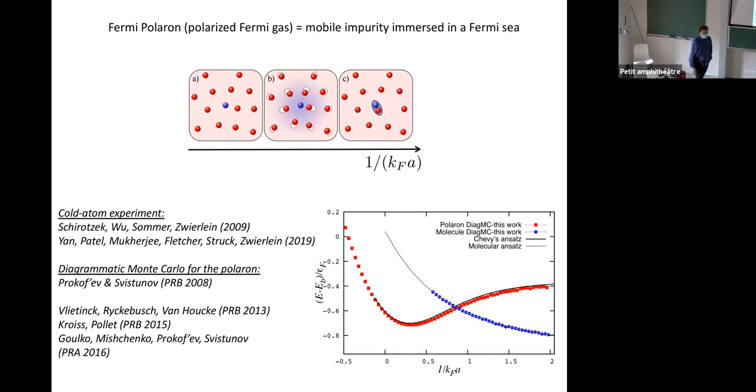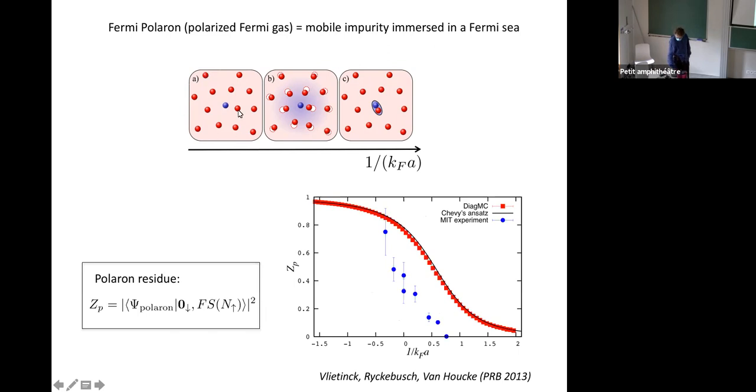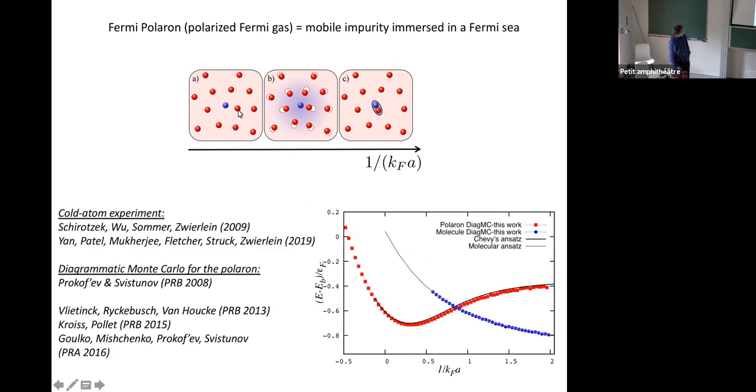So I guess everybody knows what the Fermi polaron is, but let me remind you nonetheless to be on the same page. So we are talking about a mobile impurity, which is immersed in a Fermi sea. And so we have a non-interacting Fermi gas to which we add one impurity here in blue. I will refer to this impurity as spin down, and to the particles of the non-interacting sea as spin up.